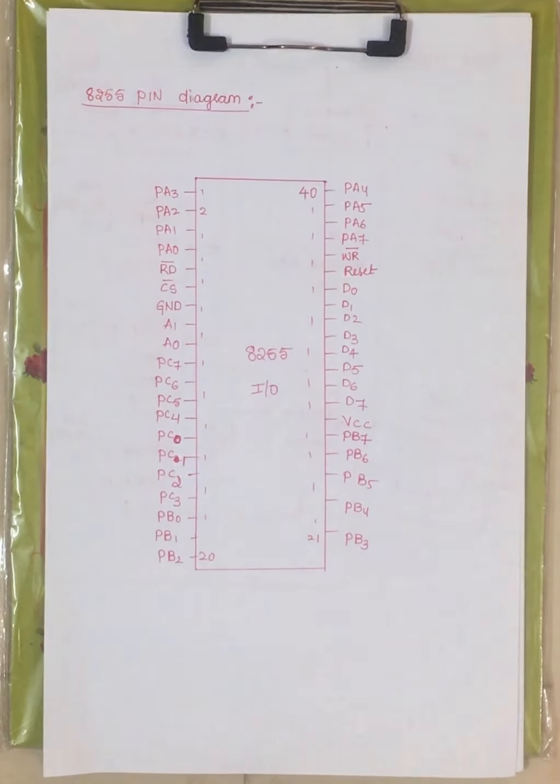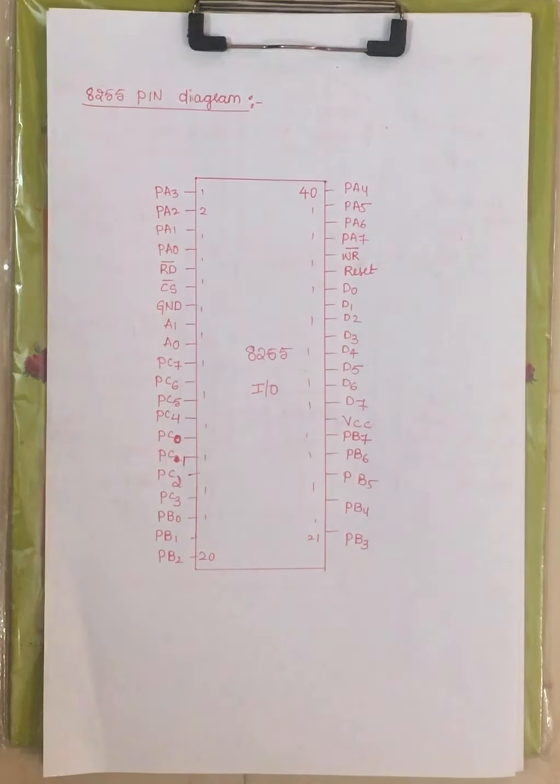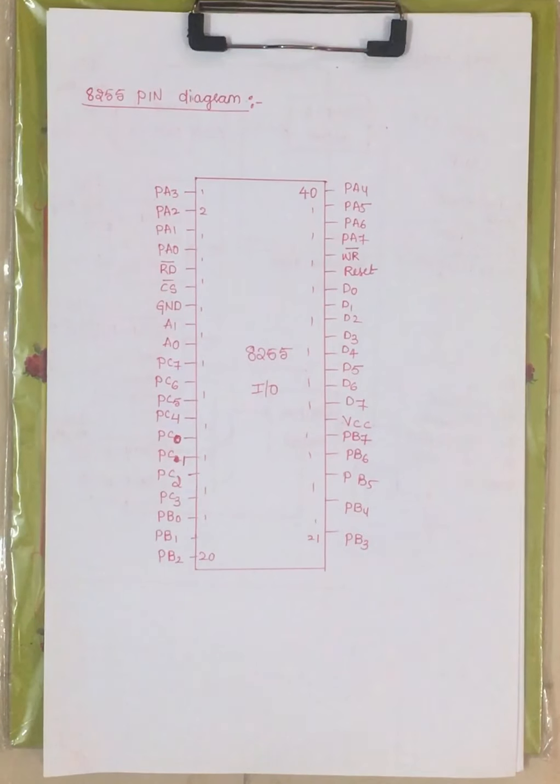Now in the previous lecture we have seen the architecture of 8255, which is nothing but the programmable peripheral interface, also called a general purpose IO device, right? In that architecture we have seen it consists of three ports: port A, port B and port C.